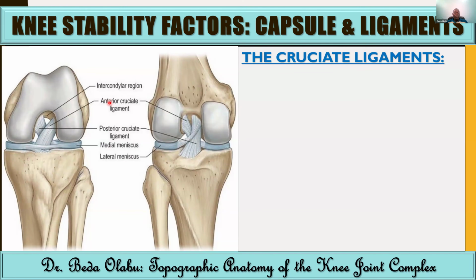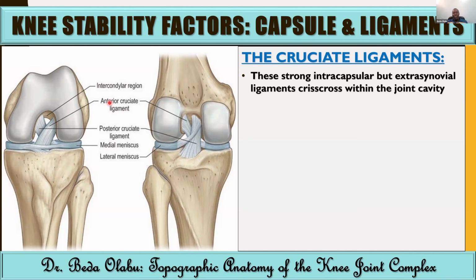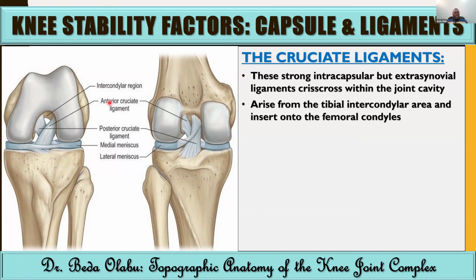I'll start with intracapsular ligaments, the cruciate ligaments. The cruciate ligaments are very strong intracapsular yet extrasynovial ligaments that crisscross within the joint, and that's why they're called cruciate. In terms of their origin and insertion, conventionally, we prefer to say that they arise from the tibia and insert onto the femur. However, some people are wired to think that origin has to be on the upper part and insertion on the lower part. So some people will say that it arises from the femur and inserts onto the tibia. If you don't like that type of ambiguity, you can talk about the proximal attachment and the distal attachment.